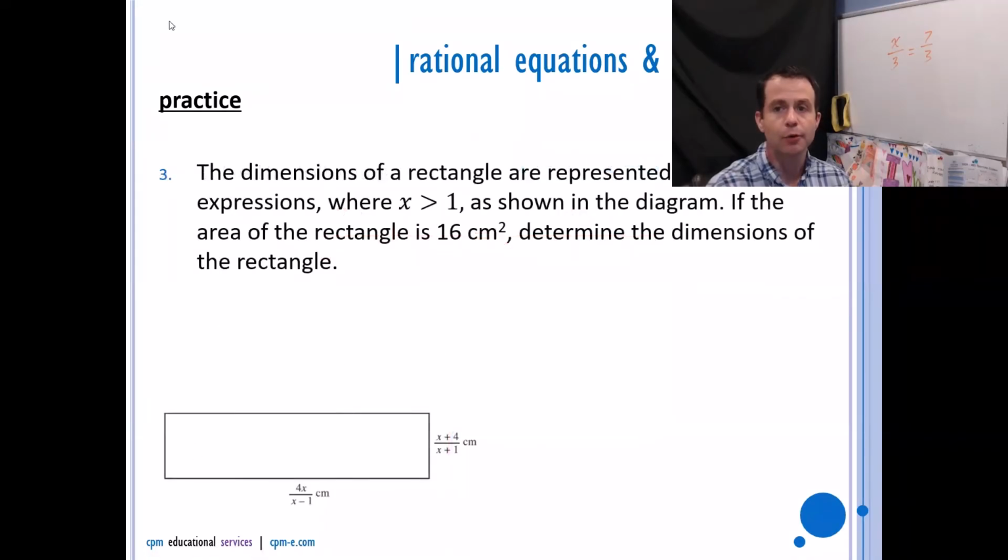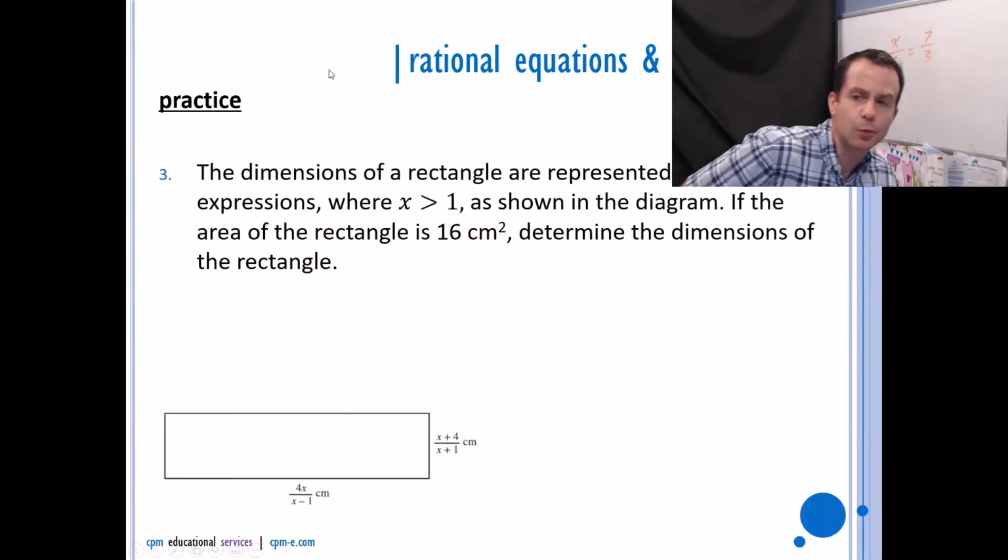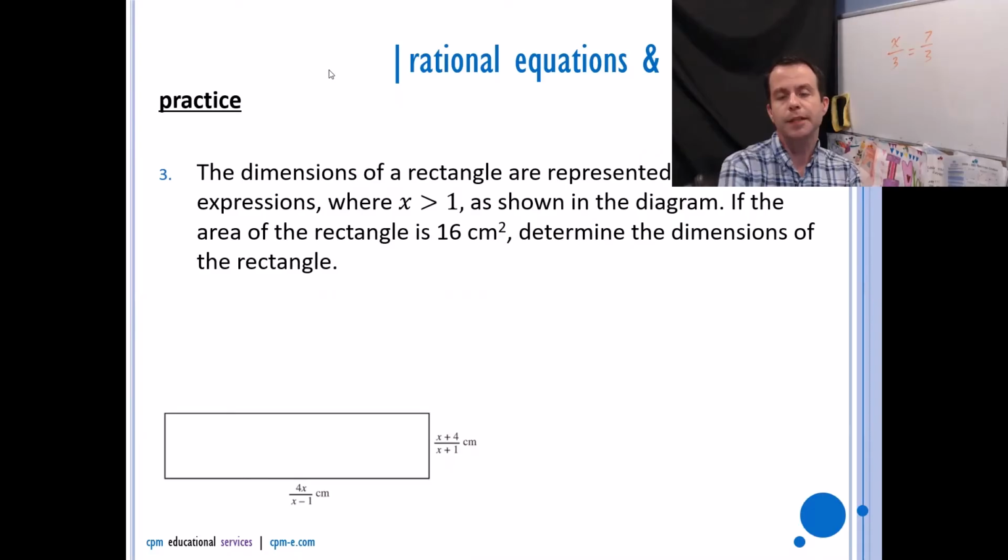All right, so now we're going to move into some applications. Application is just a fancy way of saying word problems. The dimensions of a rectangle are represented by rational expressions where x is greater than 1, as shown in the diagram. If the area of the rectangle is 16 centimeters squared, determine the dimensions of the rectangle.